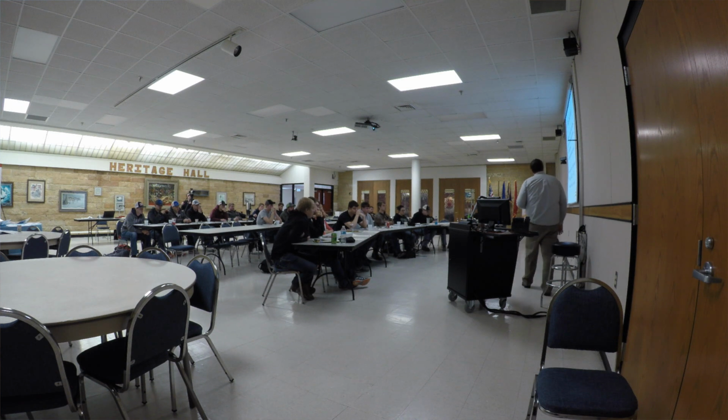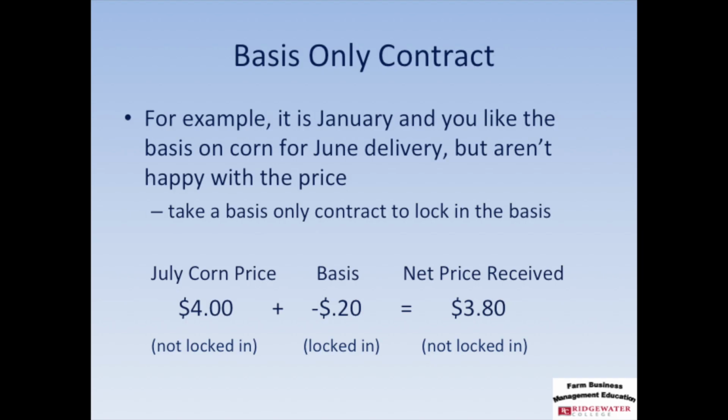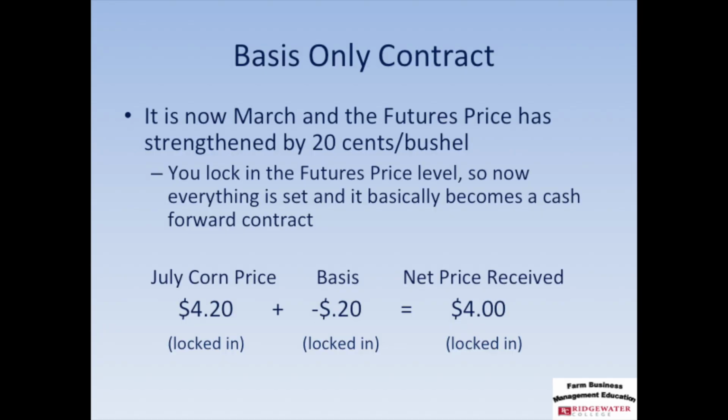So as an example, just the flip-flop of one we did before, futures are $4, basis right now is at 20 under, so we hypothetically could lock in a $3.80 cash price. We like our minus 20 basis. We're going to elect to lock that in, but we think futures are going to go up. And guess what? We're right, they did. Futures moved up from $4 to $4.20.